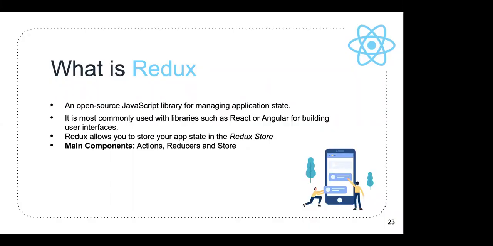So now we have the basic idea about React Native components, React Native state, functional components, class components, and the life cycle. Now we will have a look at Redux. So what is Redux? Redux is an open source JavaScript library for managing application state. It is most commonly used with libraries such as React or Angular for building user interfaces. Simply, it's like a database.